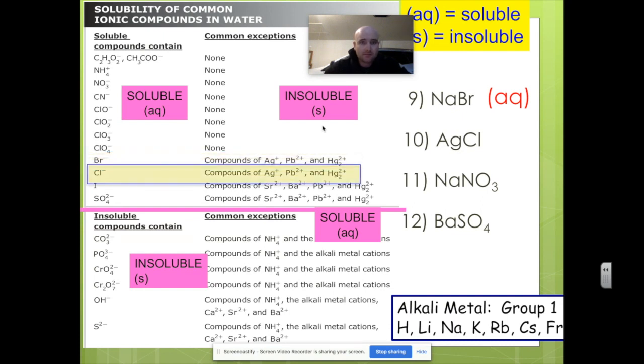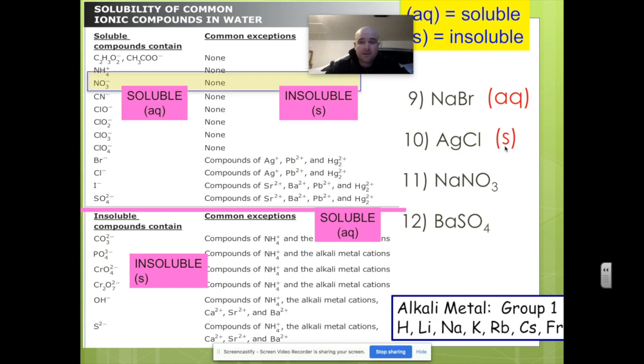Silver chloride is a solid. Now chlorine is a soluble compound, but it's in the presence of silver. So since silver is there, it is now going to be a solid. So sodium nitrate is going to be aqueous.